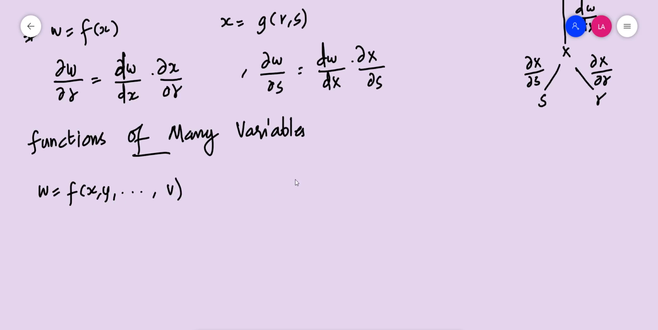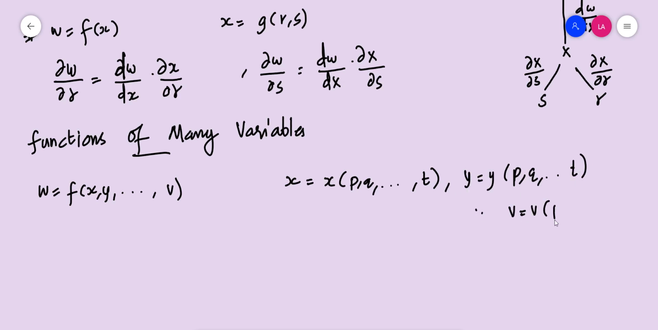So each of them depends upon others: x is actually x of p, q, etc. t, and y is actually y of p, q, etc. t, etc. v is actually v of p, q, etc. t. That is, the function w depends on many variables x, y, z, etc. up to v. Each of these variables depends on other variables, and y also depends on the same set of variables.